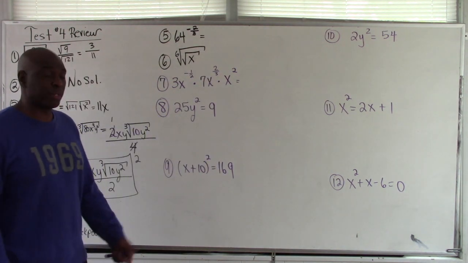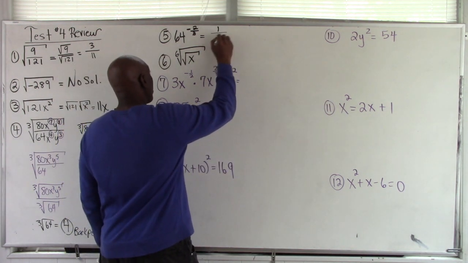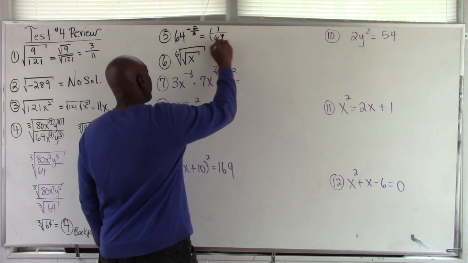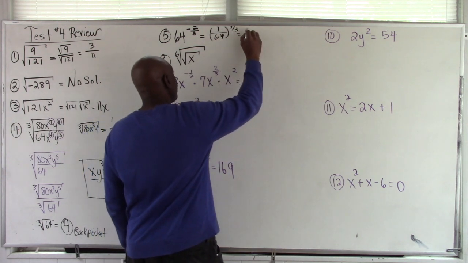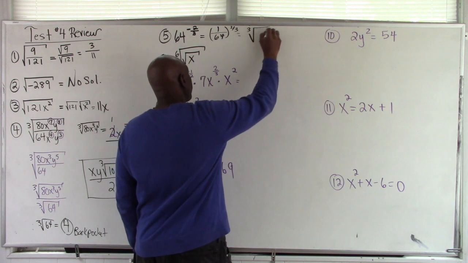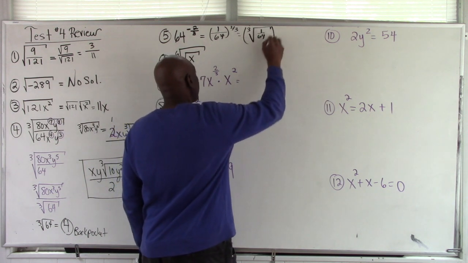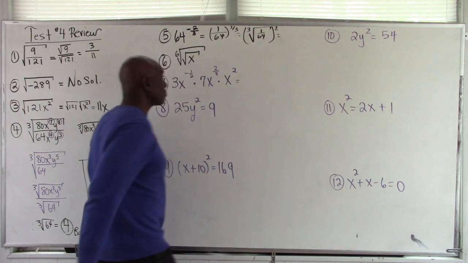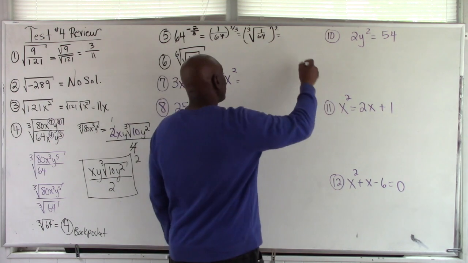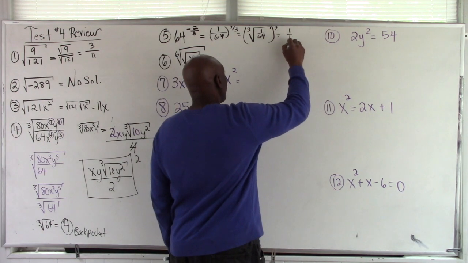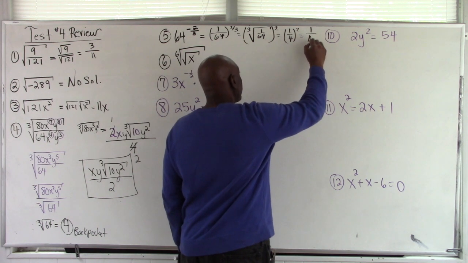64 to the negative 2/3. That's the same as 1 over 64 to the positive 2/3, which equals the cube root of 1 over 64, and this quantity is squared. Well, we just did the cube root of that. That's going to be 1 over 4 squared, which is 1 over 16.